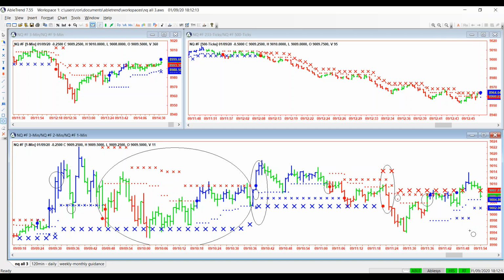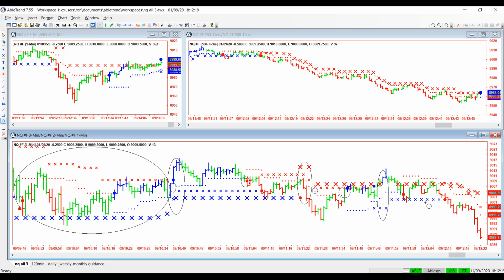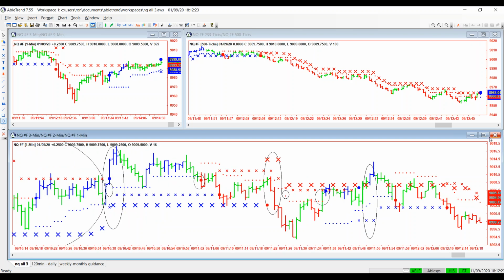Here's another valid triple confirmation buy signal. Lost there too. We got stopped out. However, then it gets good.